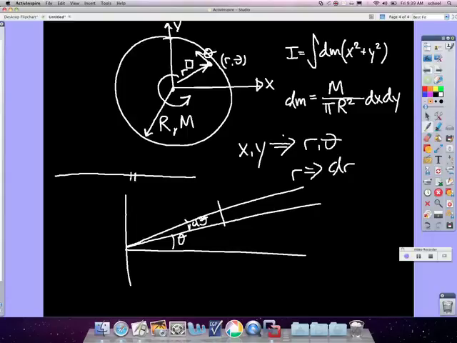Originally this was unitless or had units of angle, and now it has units of meters again, which is what we wanted.